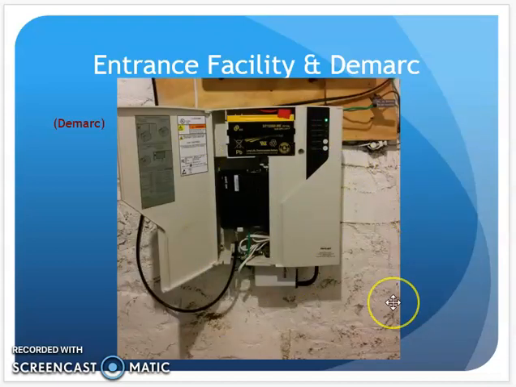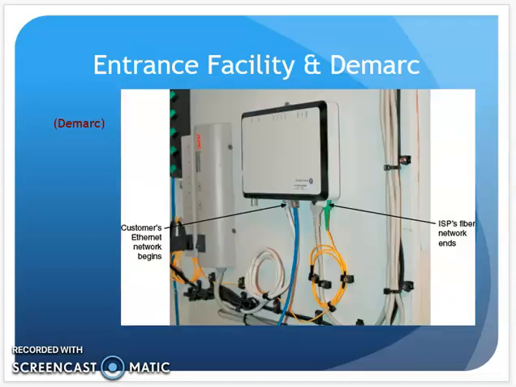As I look here, here will be 2 examples of a Demarc. This is a Fios box, and essentially from their cabling coming to here is theirs, and then anything leaving this box going into my house is my responsibility. And here will be another one. This is I think the picture they have in the book for you, showing you the ISP's fiber end here, and then the customer's Ethernet network begins here. So it's kind of like this device is marking where their responsibility ends and yours begins.